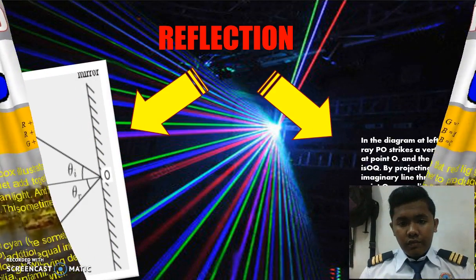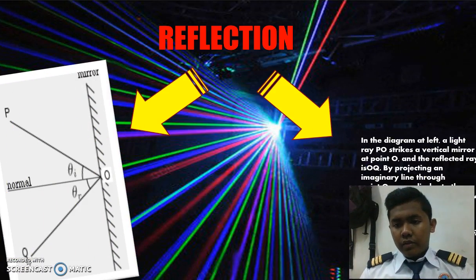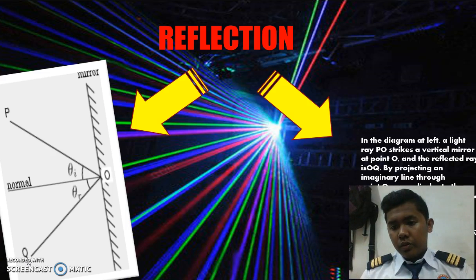Okay, now reflection. In the diagram at left, a light ray PO strikes a vertical mirror at point O, and the reflected ray is OQ. By projecting an imaginary line through point O perpendicular to the mirror, known as the normal, we can measure the angle of incidence theta I and the angle of reflection theta R. The law of reflection states that theta I equals theta R, or in words, the angle of incidence equals the angle of reflection.